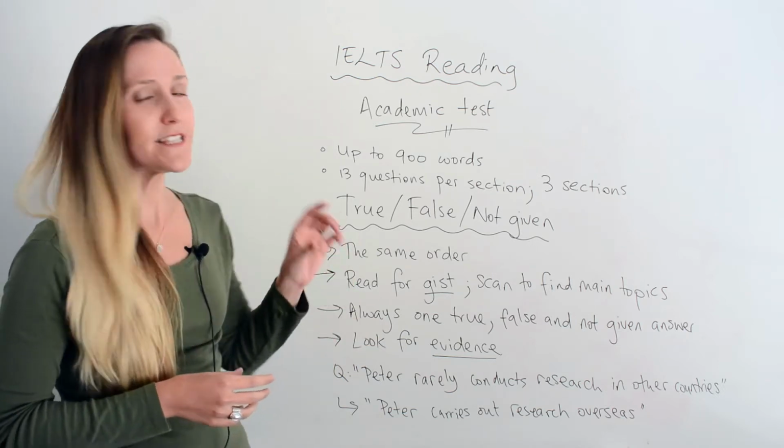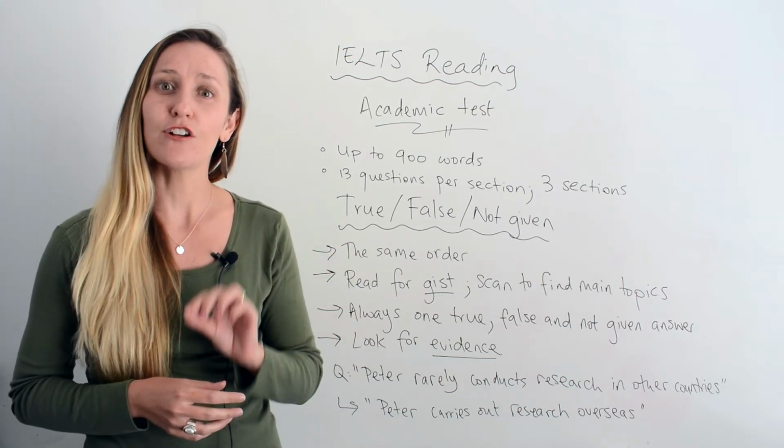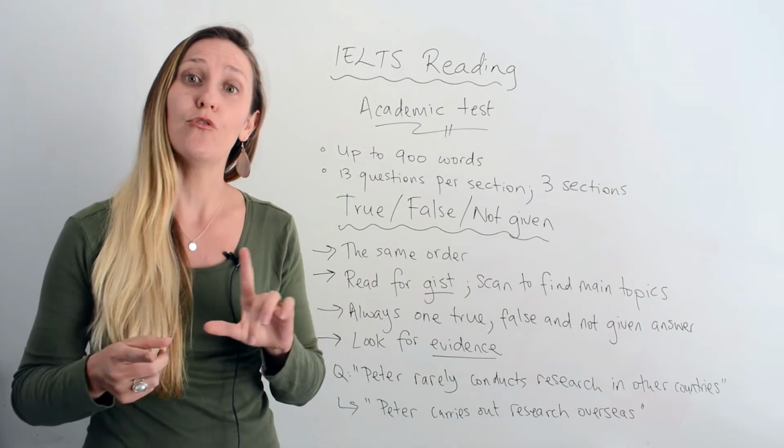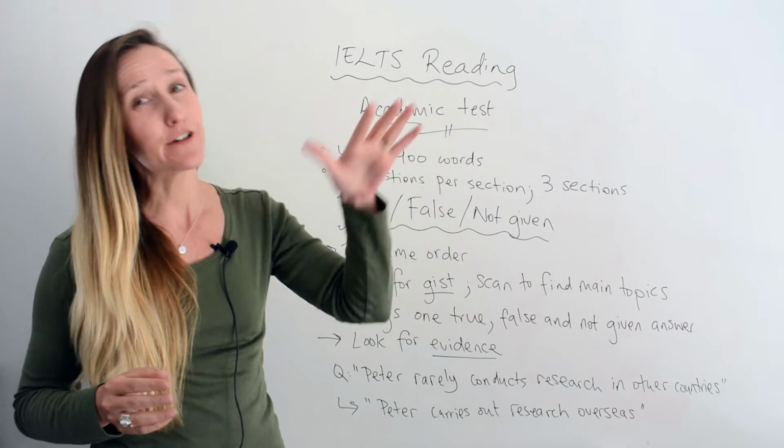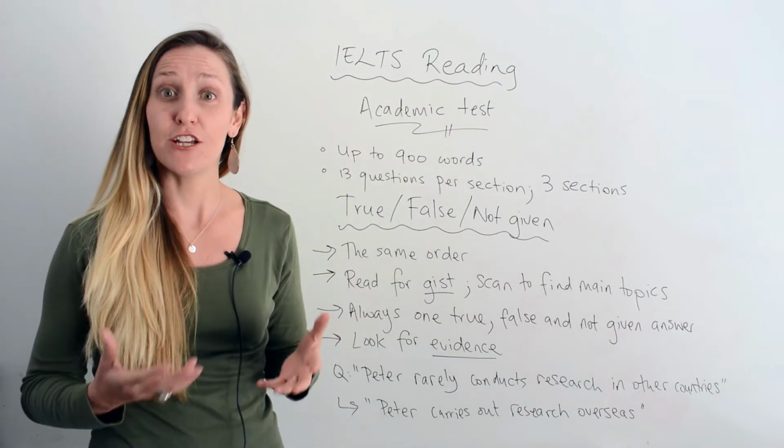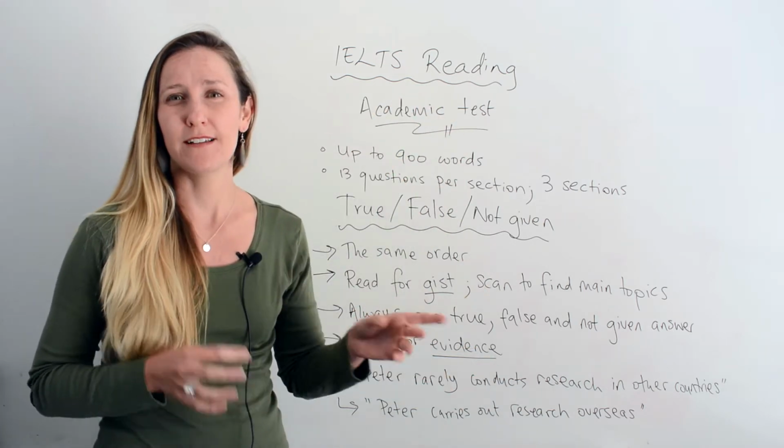Next, always know that in your answers there's going to be a minimum of 1 true, 1 false, and 1 not given answer. So if you've completed your questions and you find that you don't have one of those, something's missing.